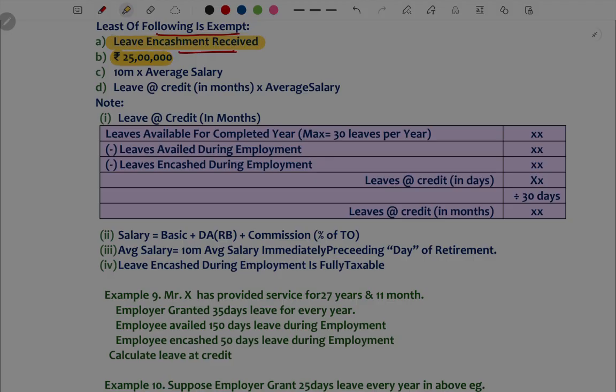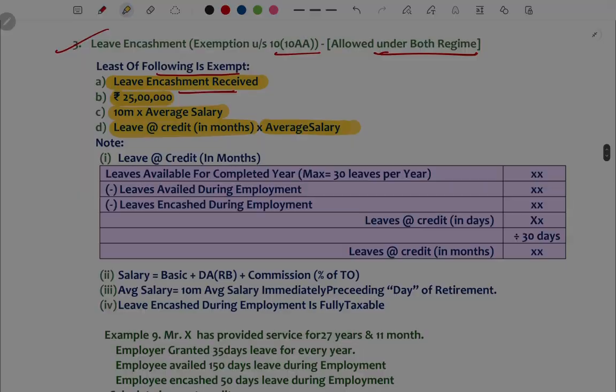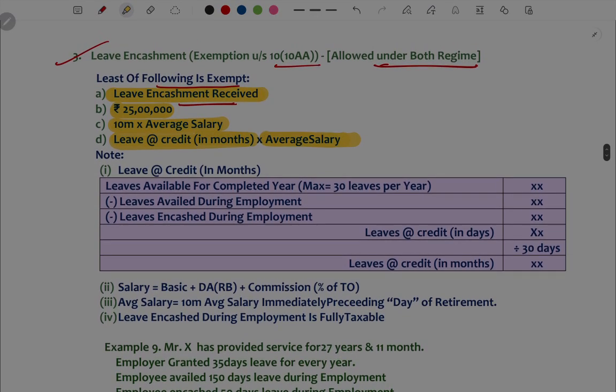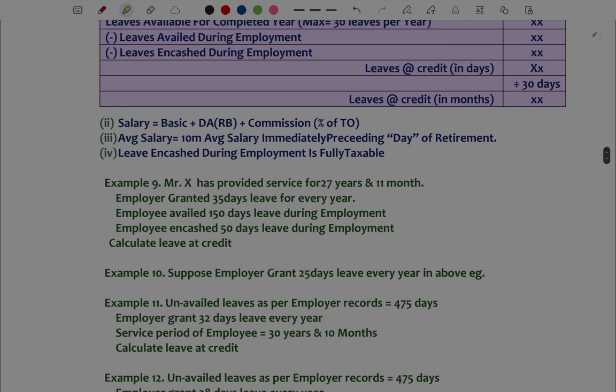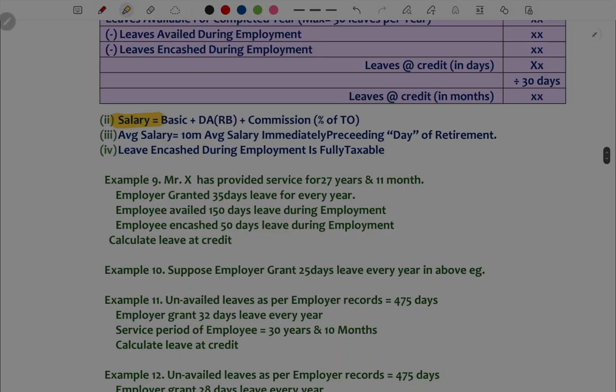25 lakh ceiling limit, 10 months into average salary, leave credit in months into average salary. There are four conditions. Again: leave encashment received, 25 lakhs, 10 months into average salary, or leave credit in months into average salary, whichever is less. So first of all, the salary calculation here is very simple. Again, basic, DA, and commission as a percentage.